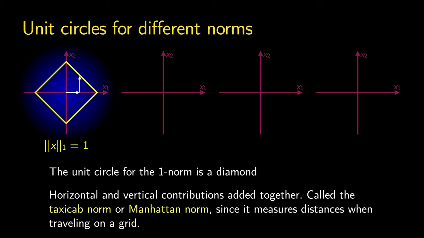The 1 norm is often referred to as the taxicab norm, or the Manhattan norm, since it measures distances in terms of summing their vertical and horizontal contributions separately, so it's similar to if you were traveling on a grid, such as if you were a taxicab moving around in Manhattan.